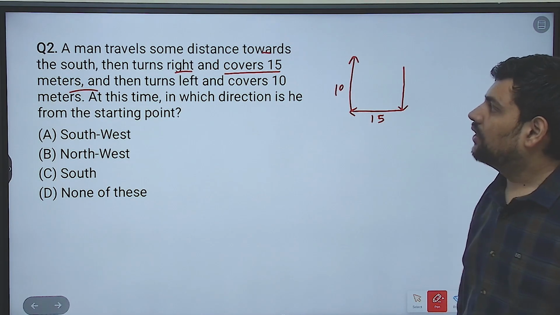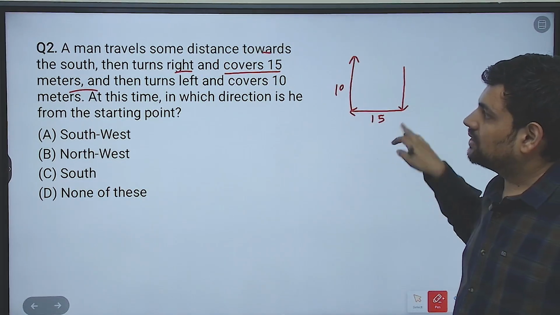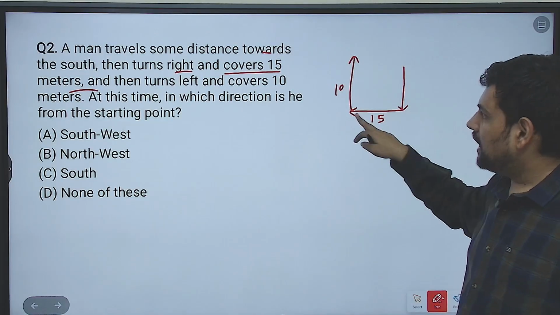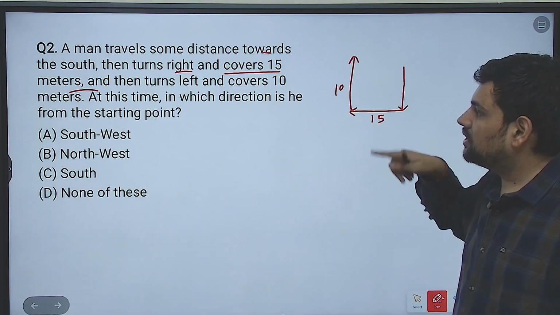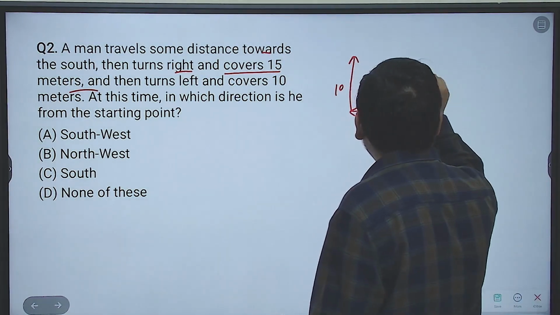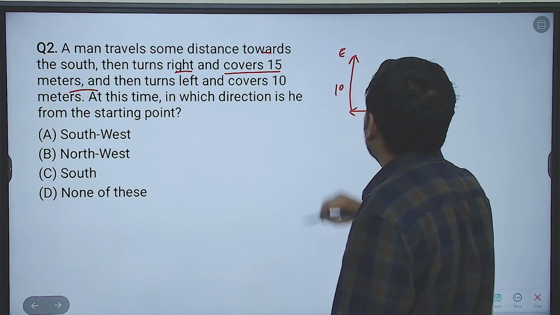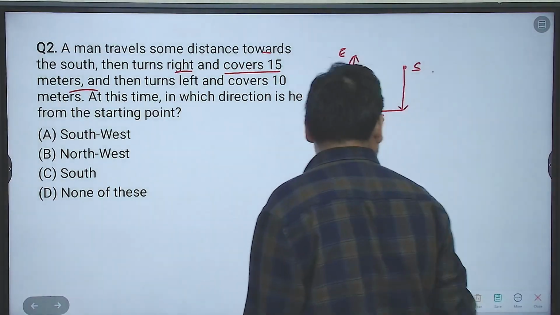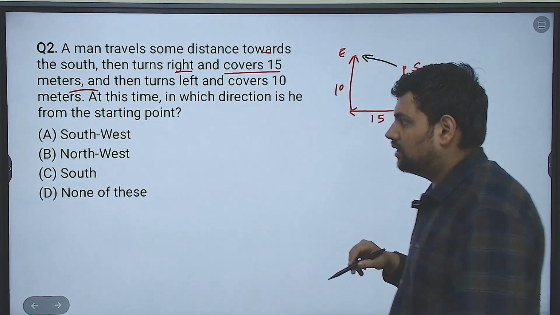Now a person travels some distance towards south. Now we don't know how much distance. Then turns right, okay, and covers 15 meters. Then turns left and covers 10 meters. At this time, in which direction is he from the starting point? Now this is a tricky question. So this is the starting point. Let's say this is the end point. Then in which direction is he? He is in the northwest direction.